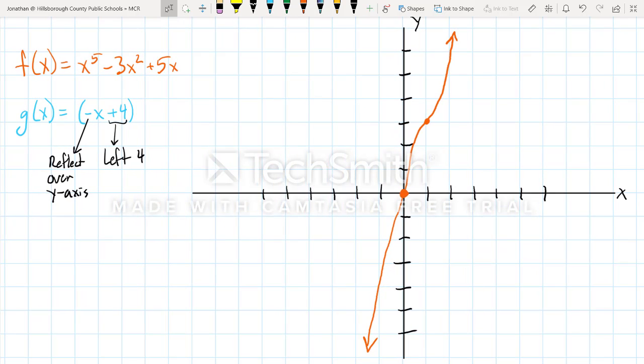So, g of x tells us that they're taking the original f graph and reflecting it over the y-axis and translating it to the left by 4. But you don't go left to right. The very first transformation you always apply are your horizontal translations, going left to right.